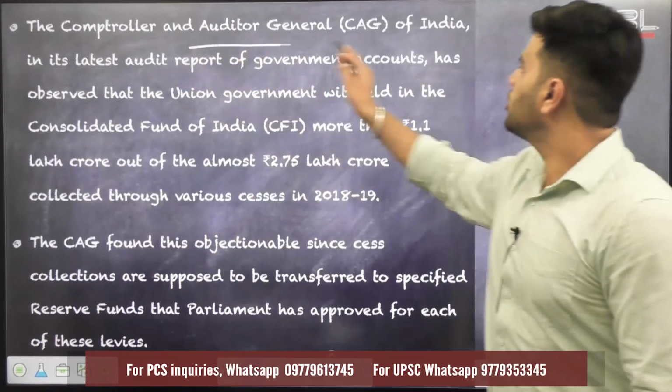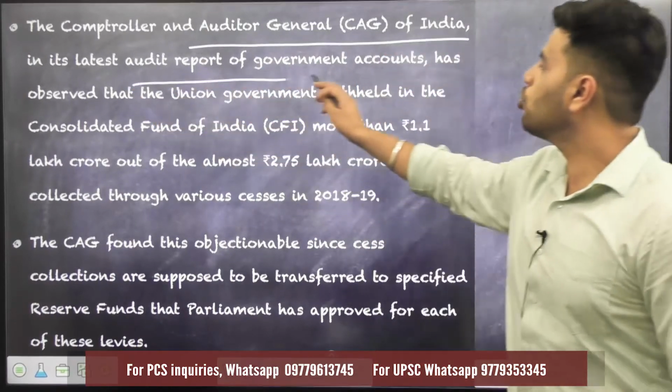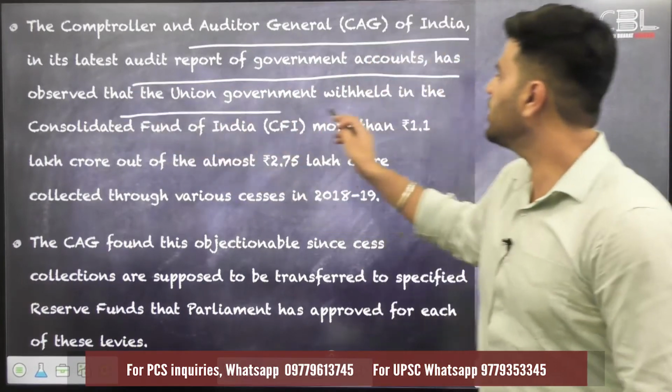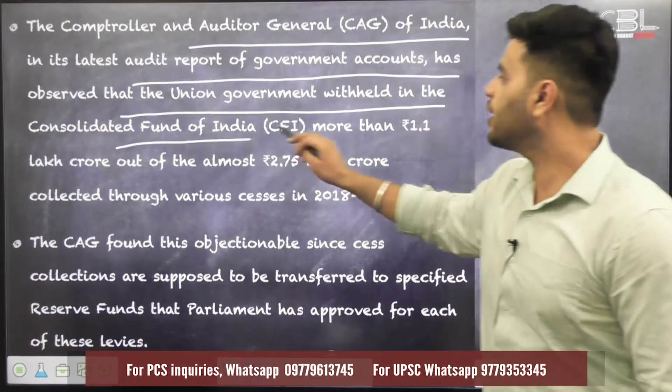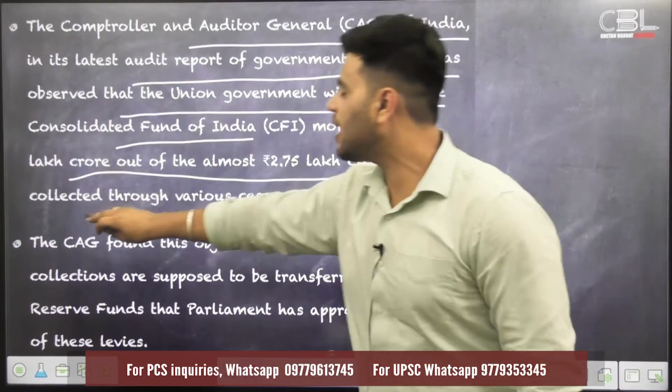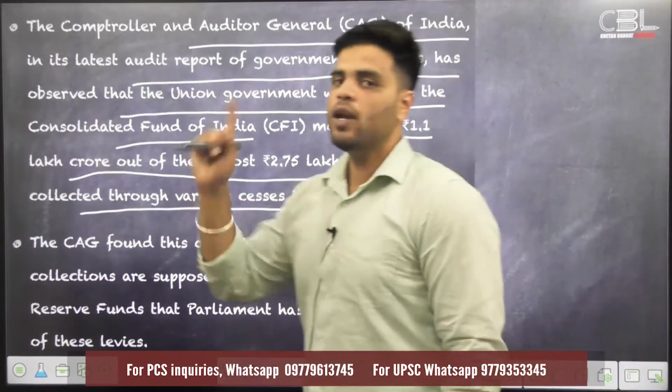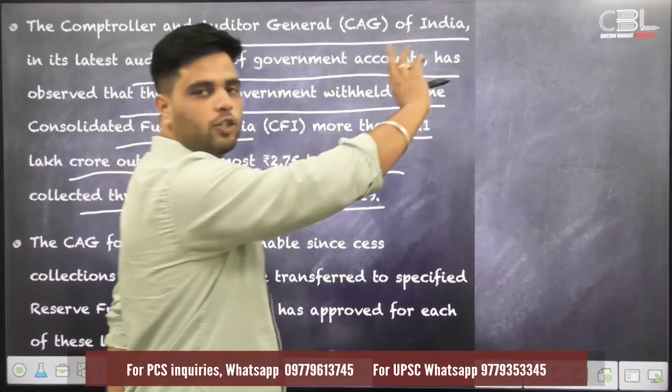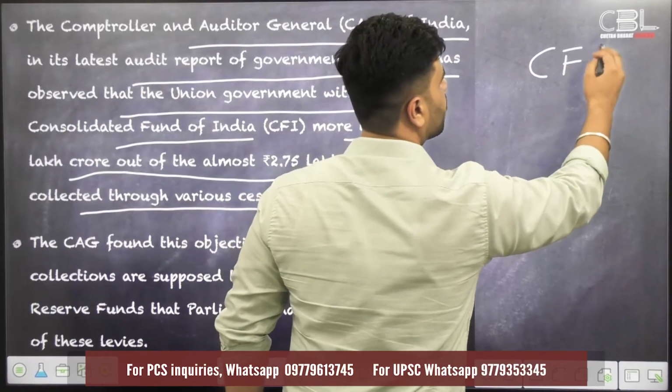The Comptroller and Auditor General of India, in its latest audit report of government accounts, has observed that Union government withheld in the Consolidated Fund of India more than 1.1 lakh crore of the almost 2.7 lakh crore collected through various cesses. Now what happens is, money collected through cess goes into Consolidated Fund of India.